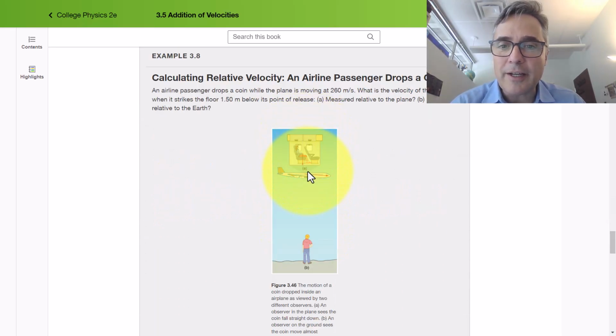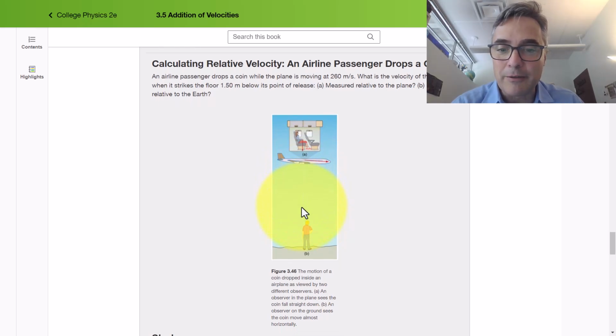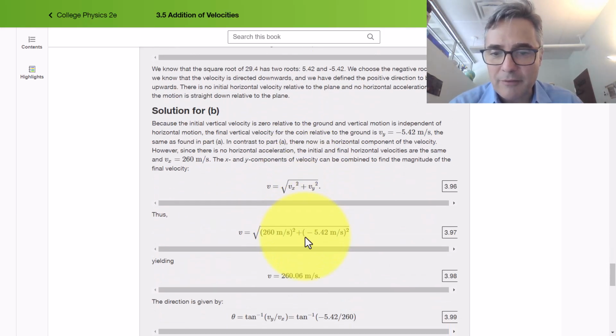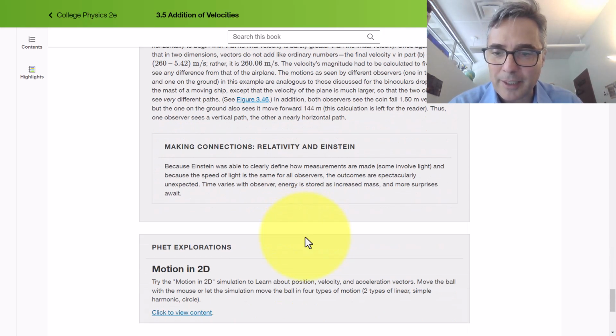And they're just saying here, I guess, if you drop a coin while the plane is moving and there's no air resistance, then it would just land right directly below the plane. Obviously, there's a lot of air resistance when you're flying planes, though.